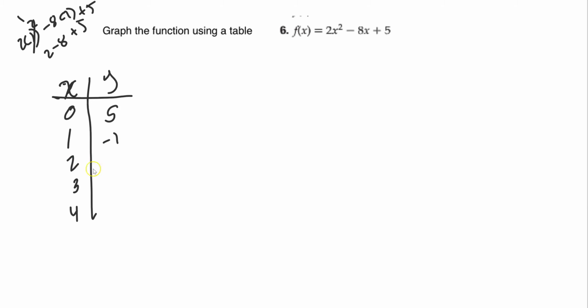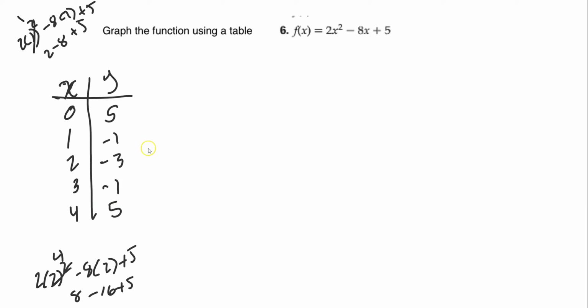Plug in 2. I get 8 minus 16 plus 5, so negative 3. Plug in 3, 18 minus 24 plus 5, I get negative 1. Plug in 4 and I get 5. I kind of knew that. Anyway, we graph it.